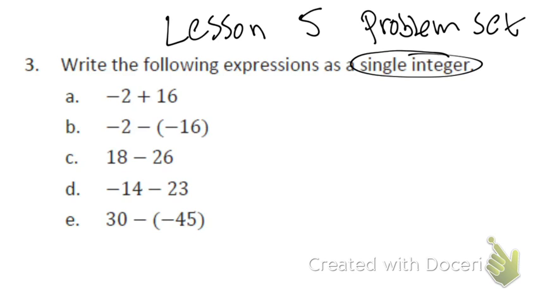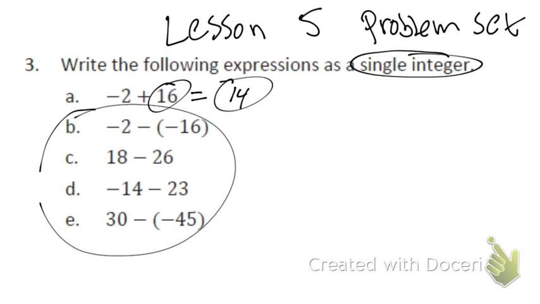So -2 plus 16 is the same as -2. Actually, sorry. With addition, we don't change that. If it's an addition problem, we do what we talked about. We do the bigger absolute value, which is 16, take away the smaller one, which is 2. 16 take away 2 is 14. Since the big one is positive, it stays positive.